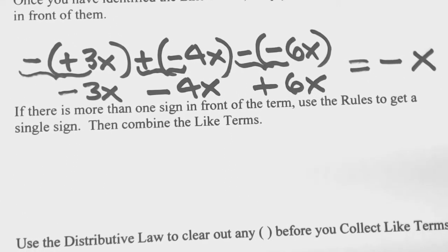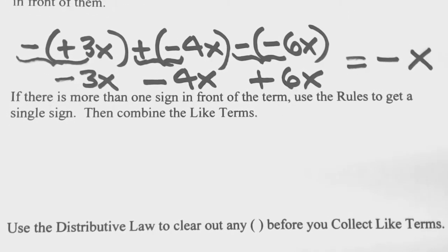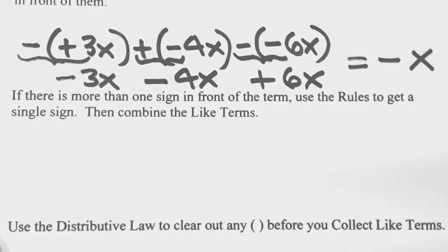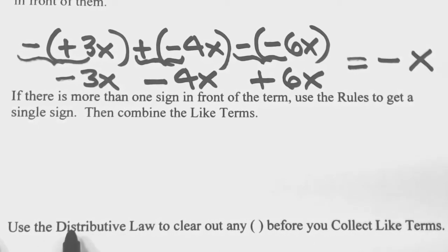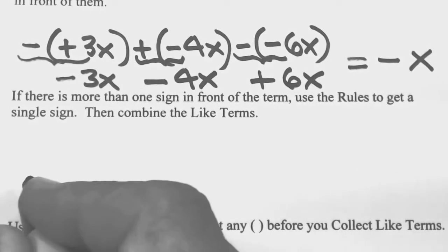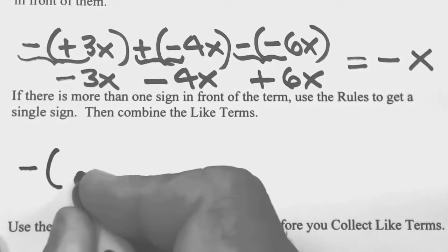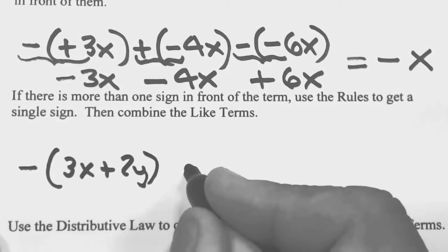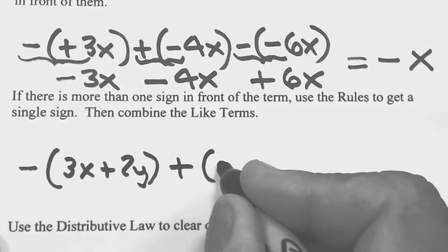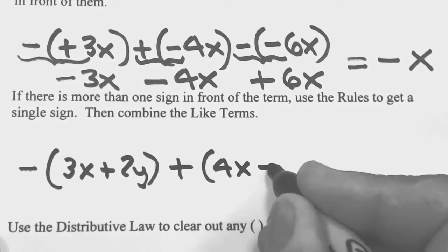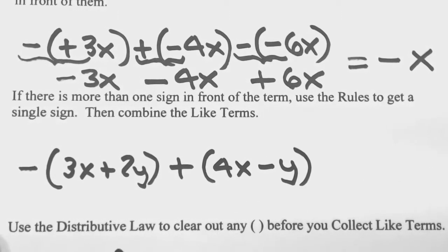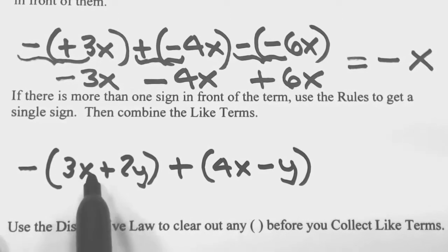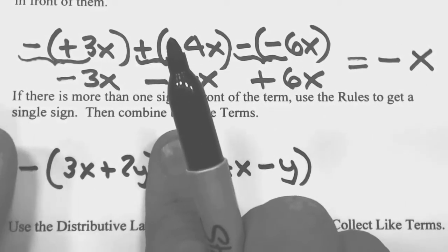Okay, the next thing coming up is that we can have cases where we've got some parentheses around these, and what we have to do is use the distributive law to clear these out, then collect the like terms. So we might have something like this: minus (3x plus 2y) plus (4x minus y). Now notice we have more than a single term inside the parentheses.